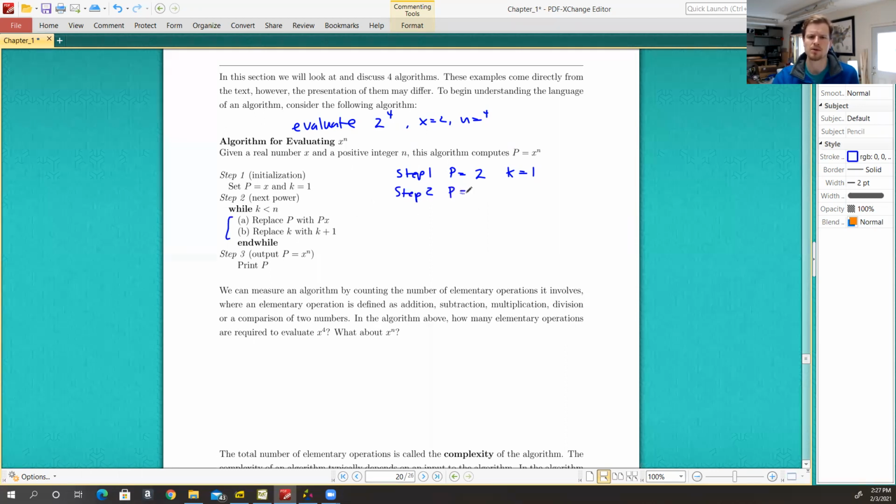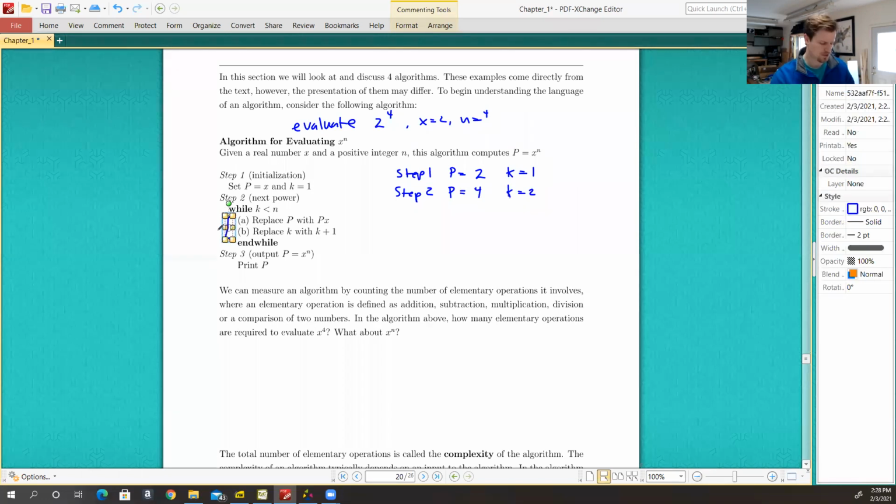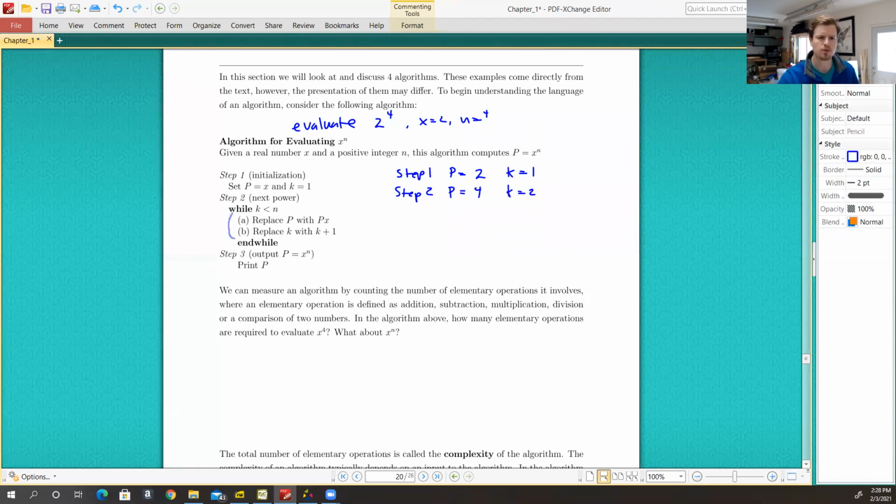So p is now going to be equal to 2 times 2, right? Because p was 2, so 2 times 2 is 4. And then we're going to replace k with k plus 1, so k becomes 2. And then once we've completed that, we return back to the top, right? We're going to return back to here.